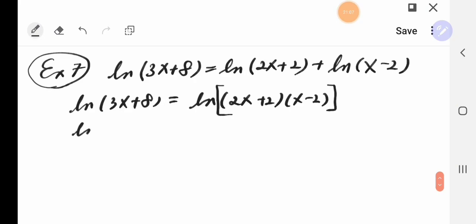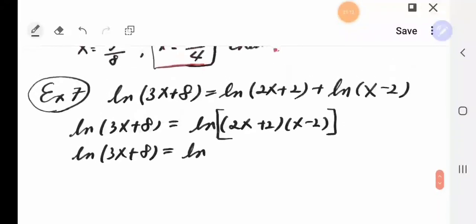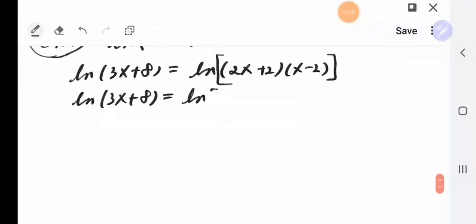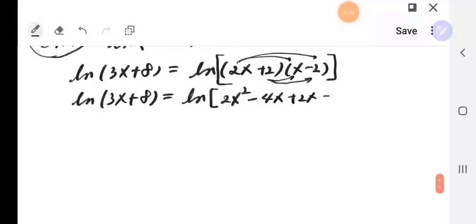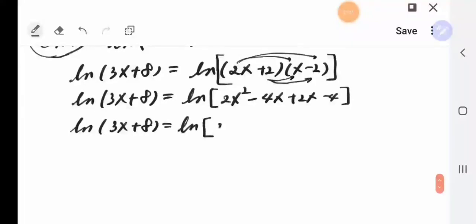Then this will be ln of 3x plus 8 is equal to the natural logarithm of, if we simplify this, let's use the distributive FOIL method: 2x squared minus 4x, this one times this one, minus 4x, and then this plus 2x, the last term, minus 4. Then ln of 3x plus 8 is equal to ln of 2x squared. Combine these 2 like terms: minus 2x minus 4.